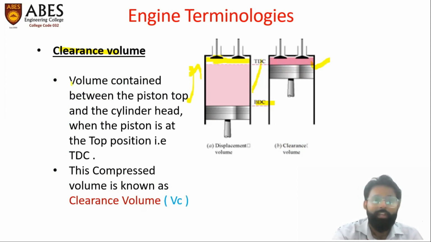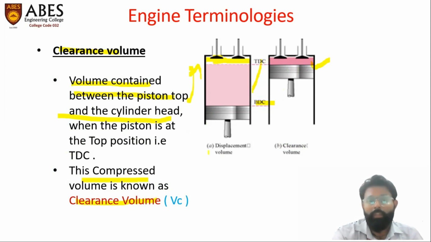That's why we can refer to it as the volume contained between the piston top and the cylinder head when the piston is at the top position, when the piston comes to TDC. So this compressed volume is known as clearance volume.